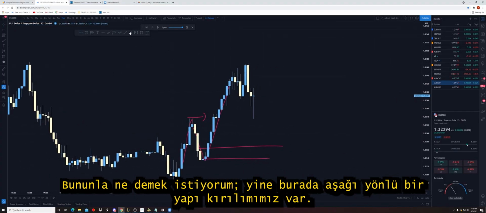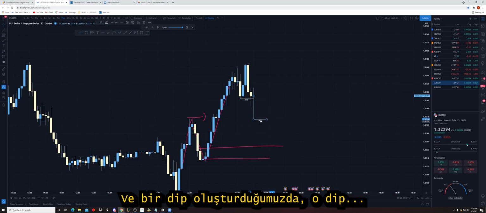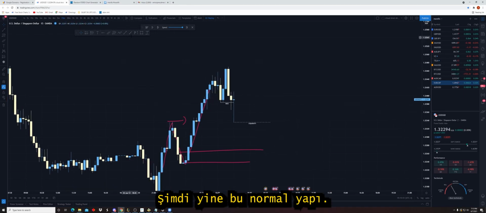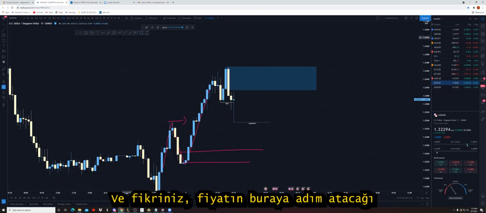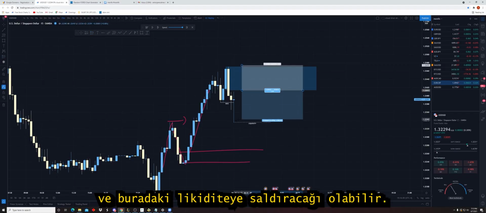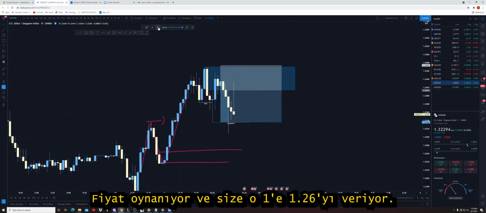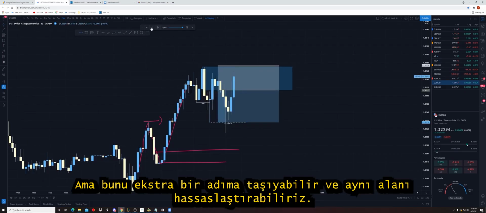What I mean by that is we again have a break of structure lower right here. This counts as a break of structure lower. And as we create a low, that low now functions as an area for potential liquidity. Now, again, this is normal structure. This is normal SND zones. You can see it's unmitigated. And your idea could be that price wants to tap into it and attack the liquidity down here. So about 1 to 1.26, and lo and behold, price does play out and gives you that 1 to 1.26.